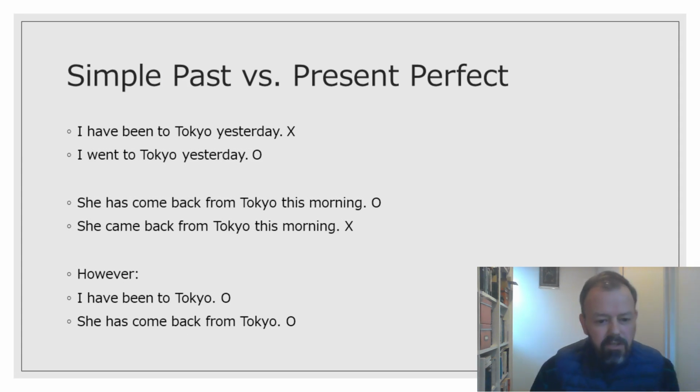The next one, she has come back from Tokyo this morning. She came back from Tokyo this morning. I've just noticed, actually, that the maru and batsu are in the wrong place. Sorry about that, but this should be: she came back from Tokyo this morning is correct, not she has come back from Tokyo this morning.